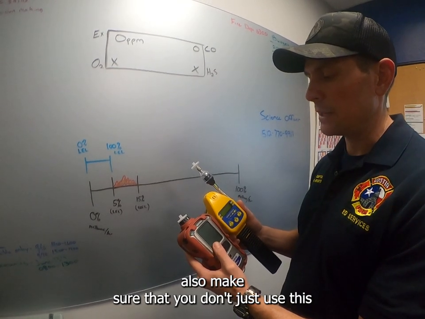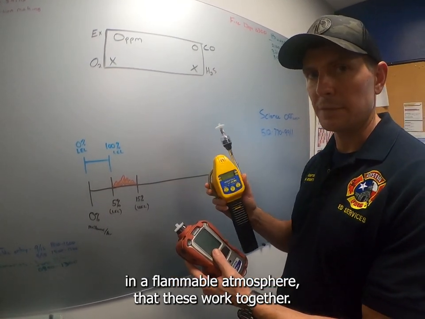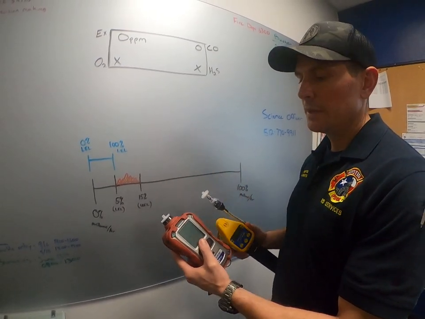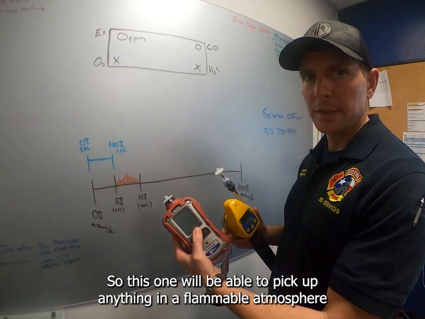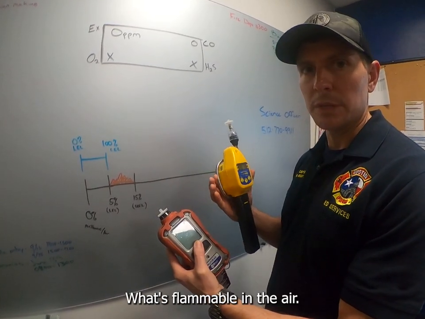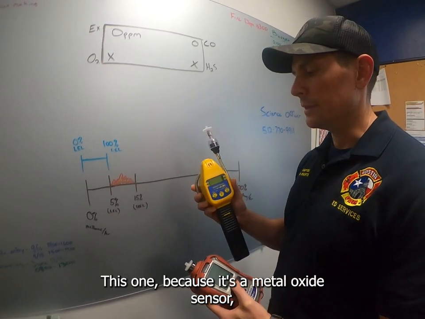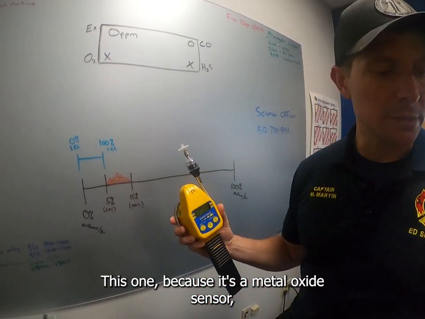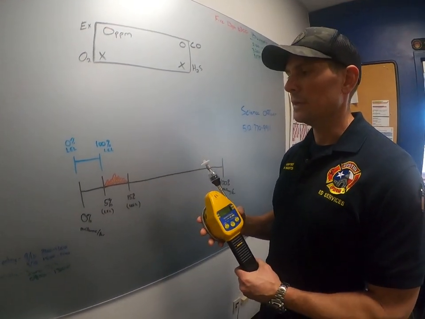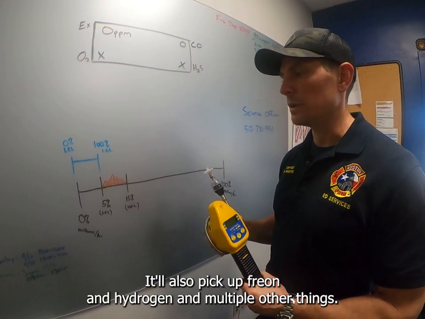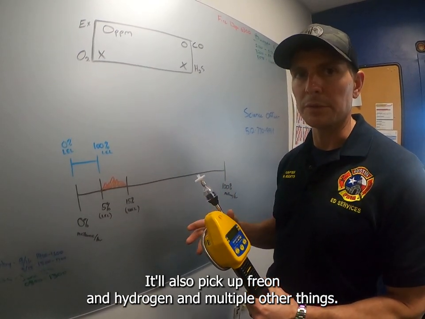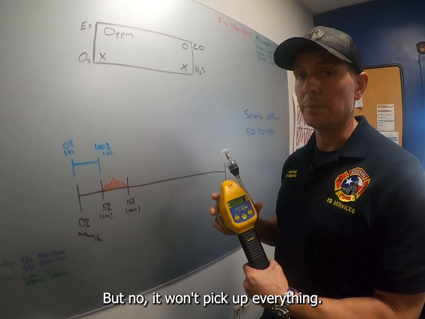Also, make sure that you don't just use this in a flammable atmosphere, these work together. So this one will be able to pick up anything in a flammable atmosphere because the sensor that it uses actually burns what's flammable in the air. This one, because it's a metal oxide sensor, will not necessarily pick up certain flammable materials. It will pick up methane really well. It'll also pick up freon and hydrogen and multiple other things, but no, it won't pick up everything.